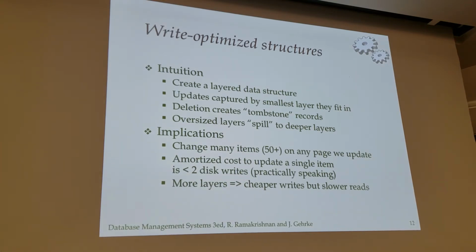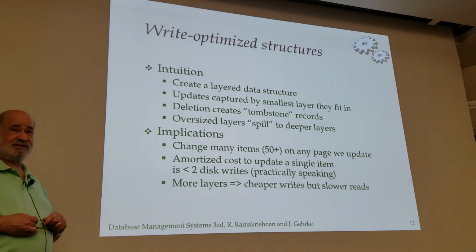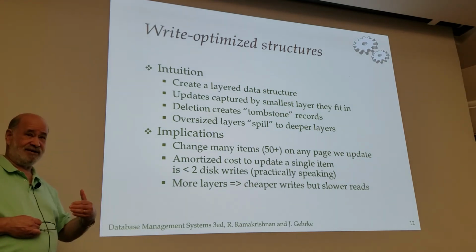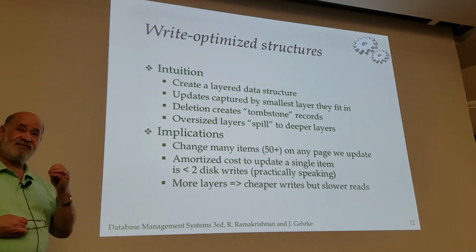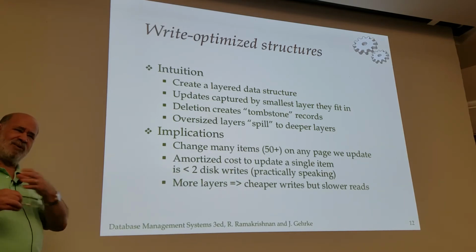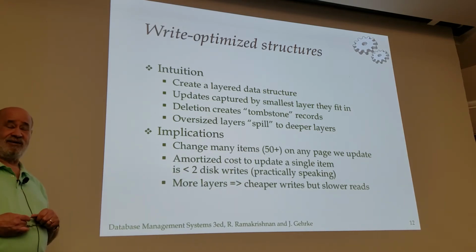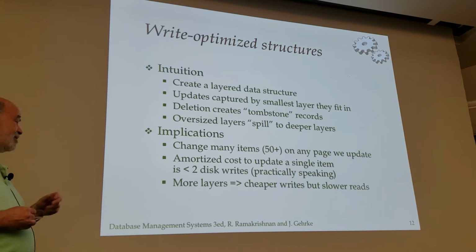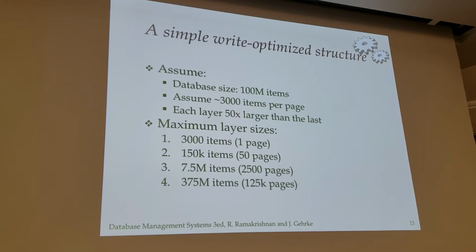Okay? And so basically we're going to deal with amortization when we need to write to lower layers, because we're going to be writing a whole bunch of data to the next lower layer. When we have to write to a lower layer, we'll write 50 things to the next lower layer, as opposed to having to do writes for every single item. We're going to have a whole bunch of items that end up moving down.